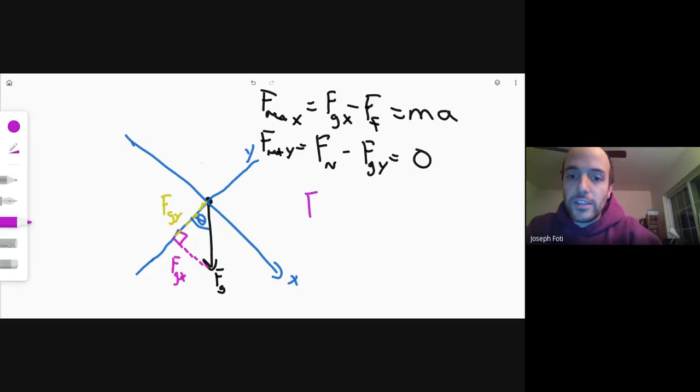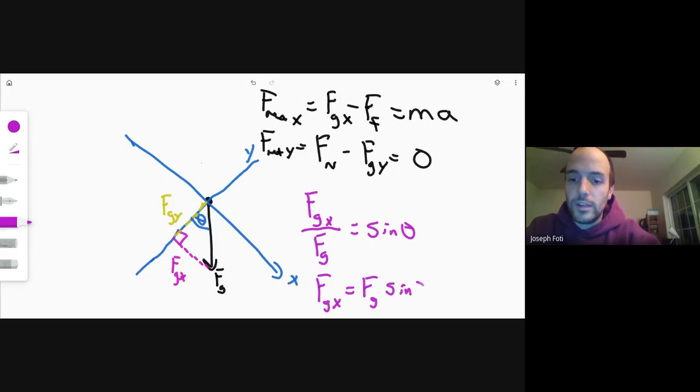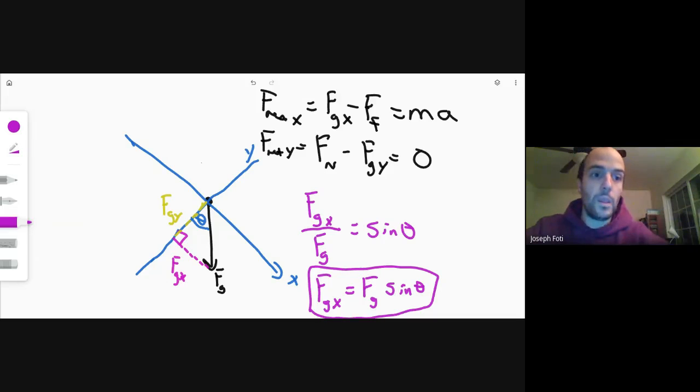Hooray. Okay, so we said F_gx, and we're trying to find something for that. But what side of the triangle is F_gx with this little pink triangle I made? That would be the opposite side, right? So if we did opposite divided by the hypotenuse, which is our gravity vector, that would be equal to the sine of theta. Okay, doing some cross multiplication, we see that the x component of gravity equals the gravity times the sine of theta. Okay, so we're going to need to use that.